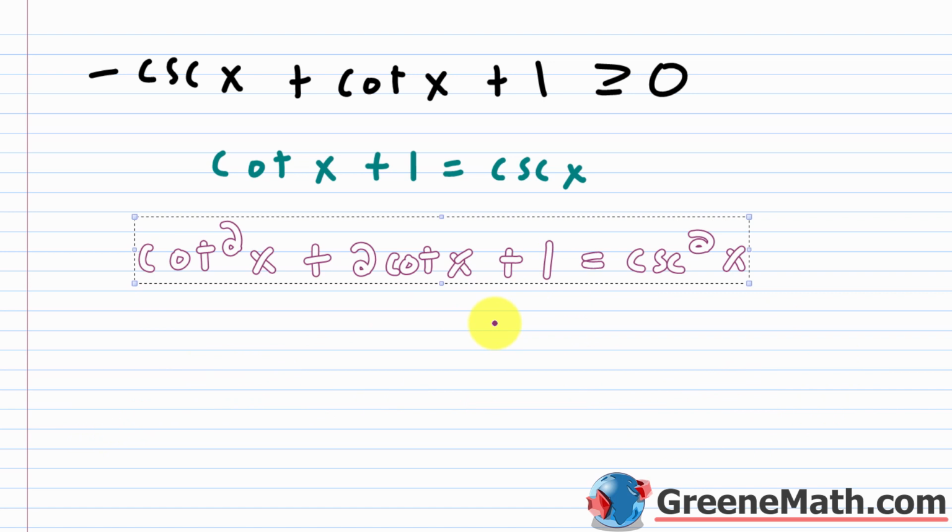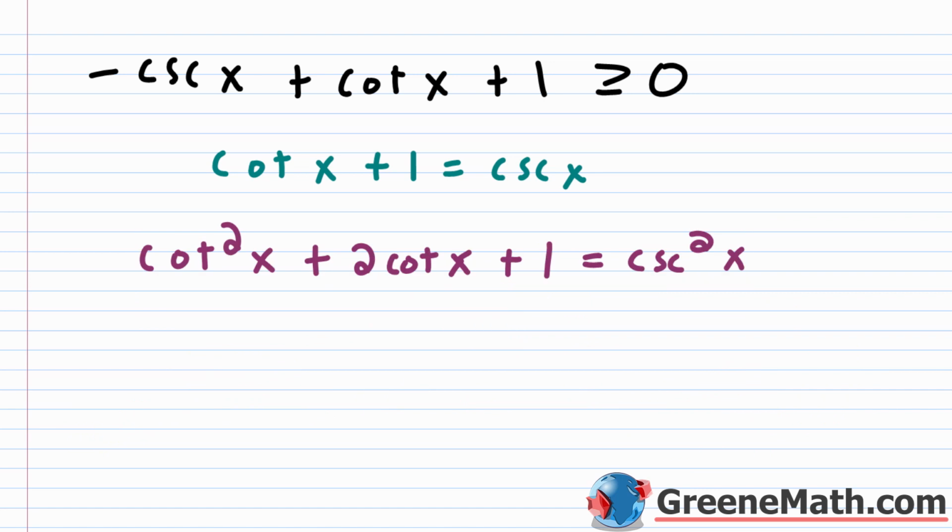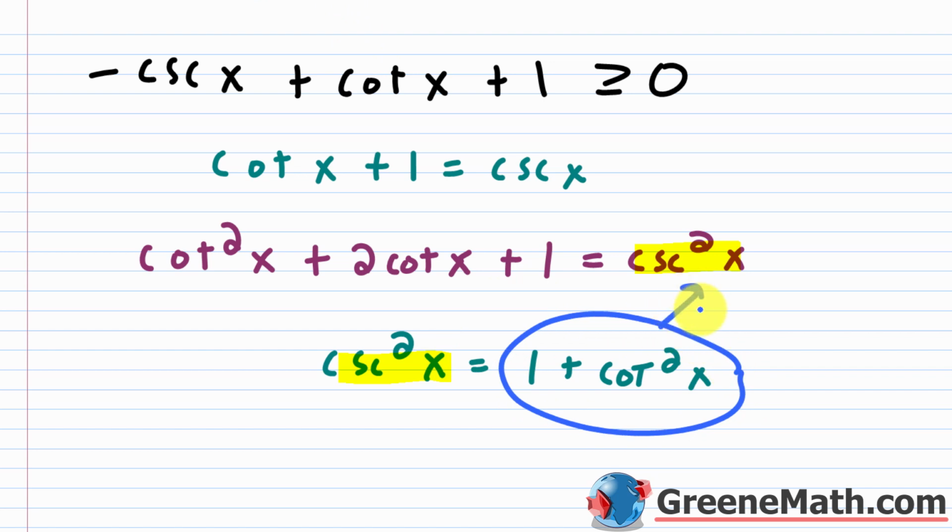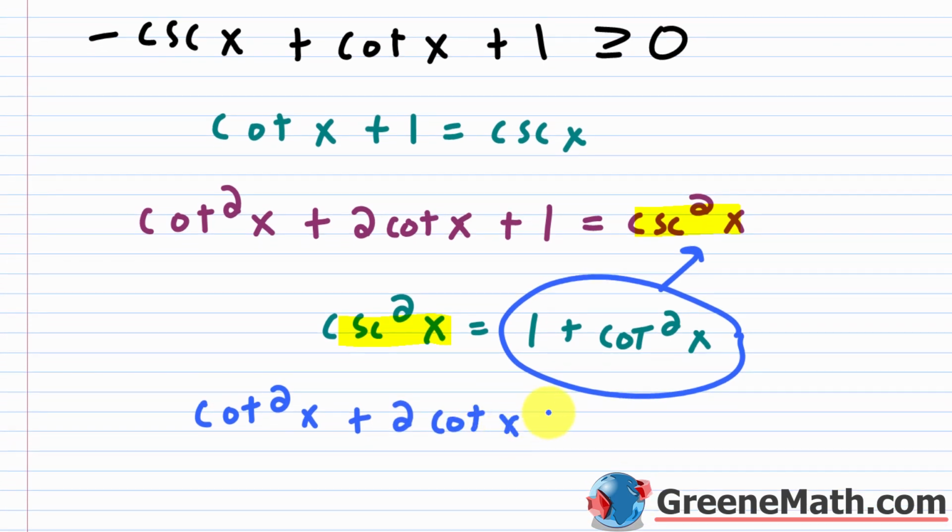I want you to recall that when we studied the Pythagorean identities, we had the identity that the cosecant squared x was equal to 1 plus cotangent squared x. So again, if these guys are a match, you can plug in this right here for this right here. So I'm going to say that I have cotangent squared x plus 2 cotangent of x plus 1 is equal to 1 plus cotangent squared x.